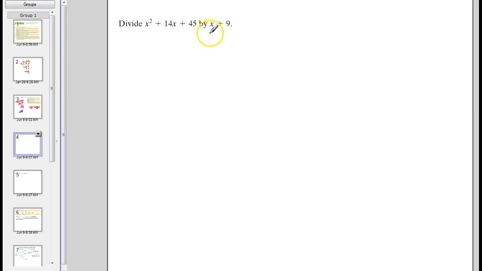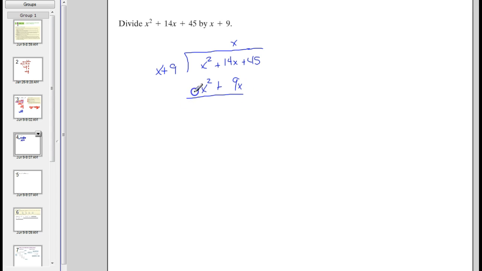Alright, let's practice another one. This is another one that could be done by factoring. So, we're dividing this, so this is going inside the box, by x plus 9, that's going outside the box. So what do I need to multiply x by to get x squared? I multiply by x. X times x is x squared. X times 9, 9x. Right. Change your signs to subtract. This goes away. 14x minus 9x is 5x. Bring down the next expression.